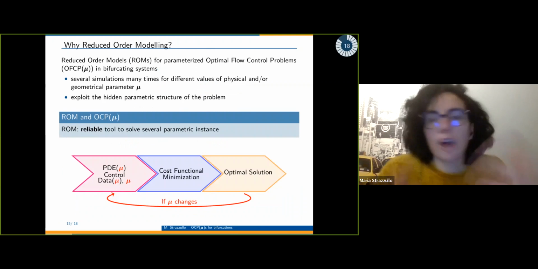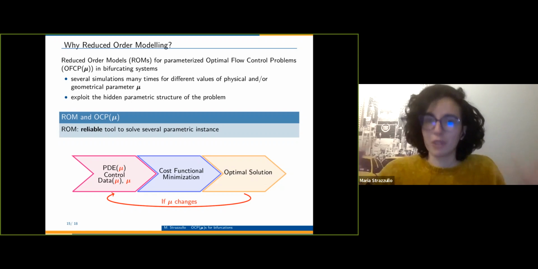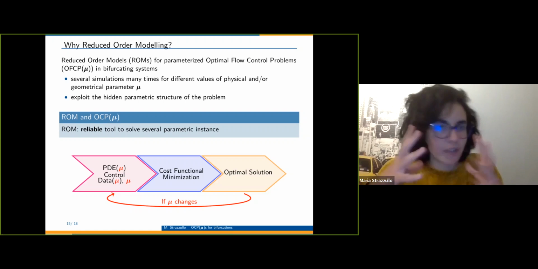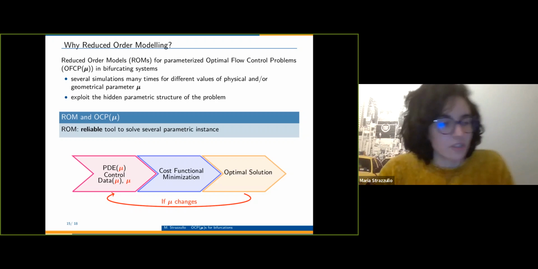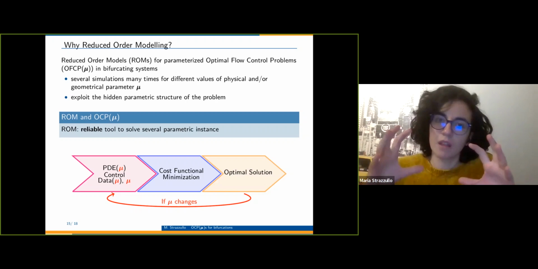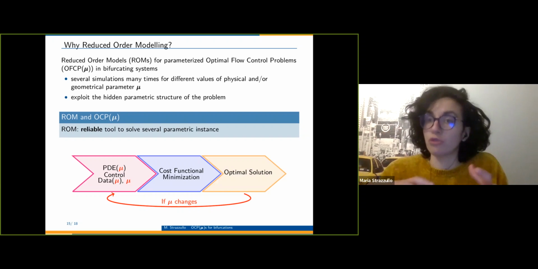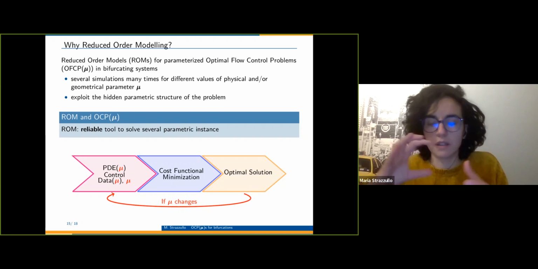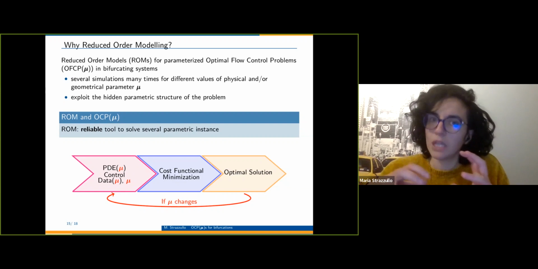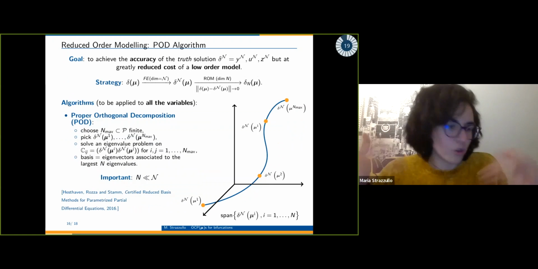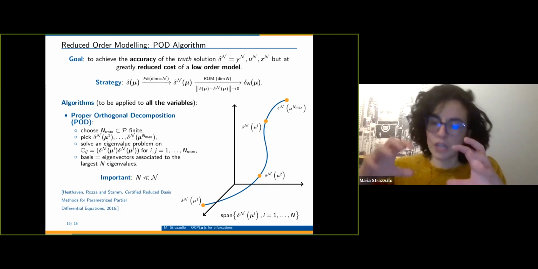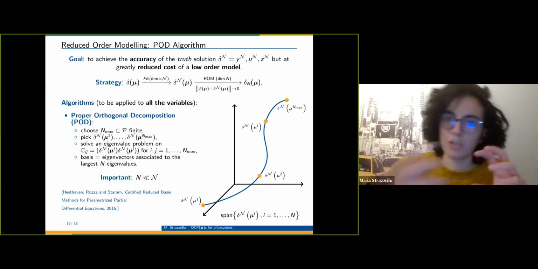Now, how can we study all that, because there are a lot of parameters. Actually, I have a very small time, as I can see from my phone, but basically we used reduced order modeling, and reduced order modeling is a way to exploit the parametric structure of your problem in order to solve your problem for several parametric instances in a faster way. Now, I will go fast to that.